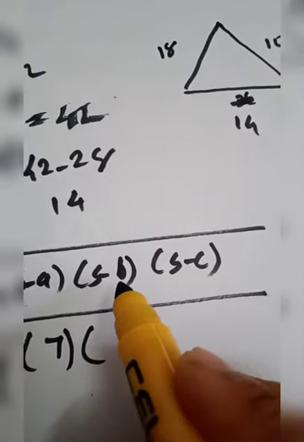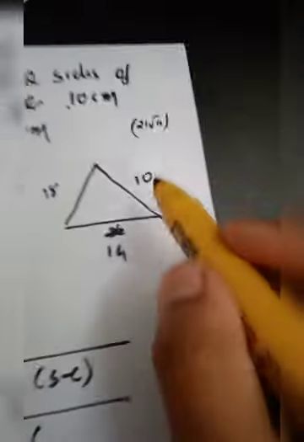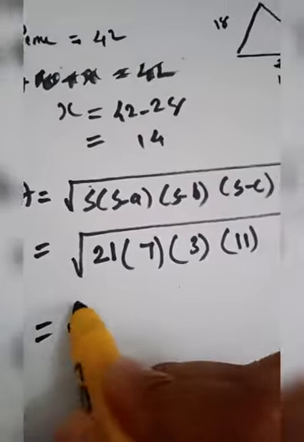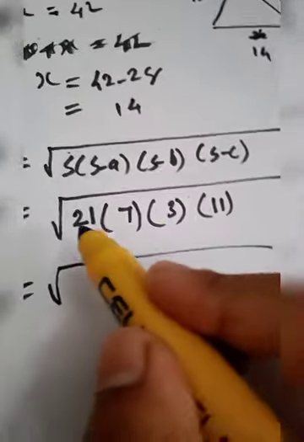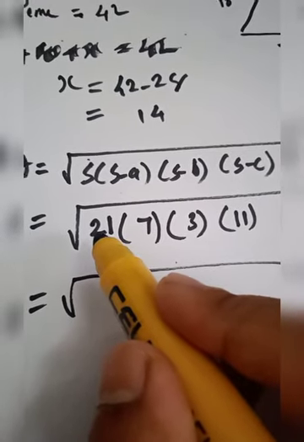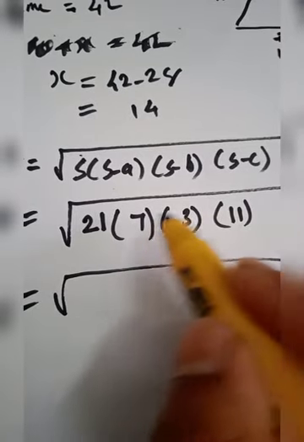And s minus b, s is actually 21, 21 minus 18 is 3. Then s minus c, 21 minus 10, isn't it? 21 minus 10 is 11. So now just see, I told you a few numbers are there under the square root. I always prefer to express these numbers first. For example 21, I am going to express this 21 in terms of any of the numbers which remain under the square root.